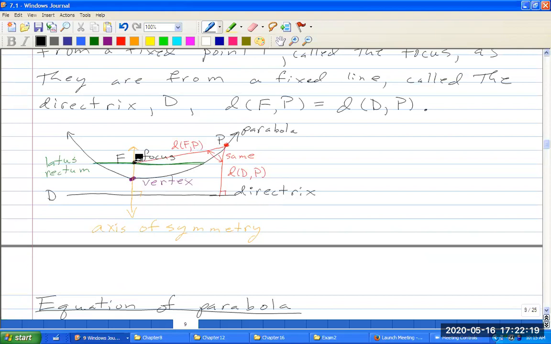So a parabola is the locus of all points whose distances from a fixed point called the focus and a fixed line called the directrix are always the same. So these distances at any point on the parabola are always the same. Again, this line here is called the directrix. This point here is called the focus.